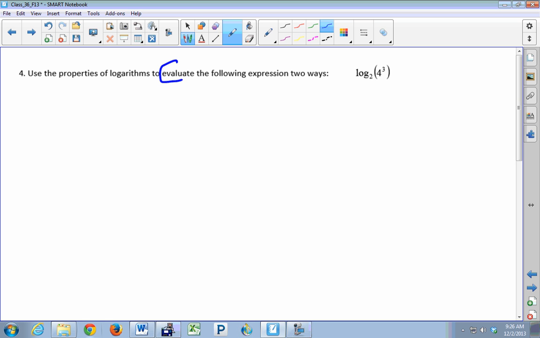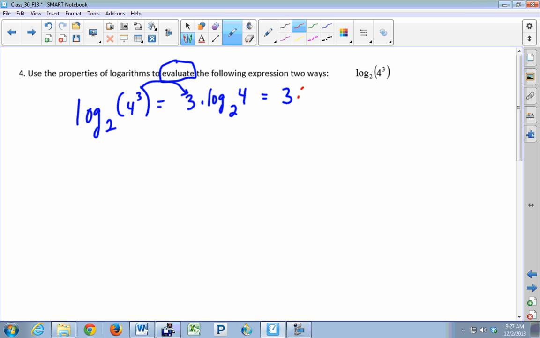Okay, again, it says evaluate. So you're trying to find the value of this log in 2 different ways. So we have log base 2 of 4 to the 3rd. So let's use our property where we have a power to a power. So the 3 comes out in front of the entire log. And now we evaluate log base 2 of 4. So you say to yourself, 2 raised to what power gives me 4? Your answer is 2. And there's your answer, 6.